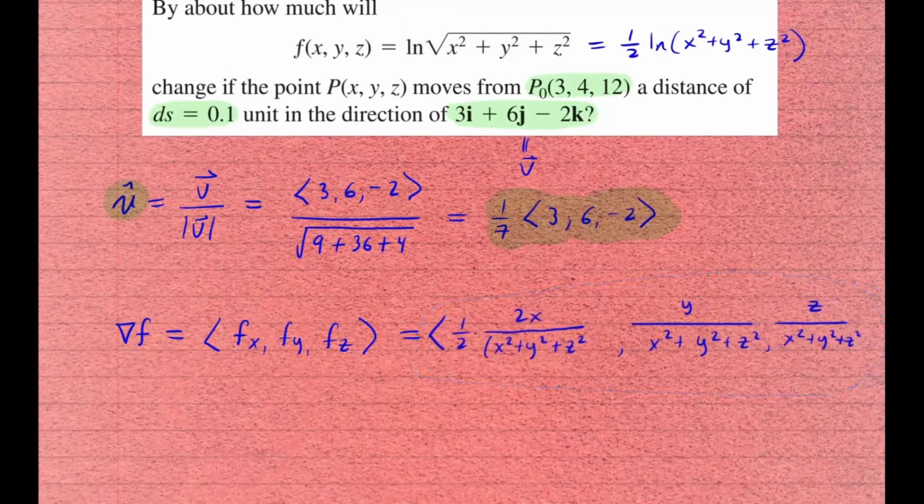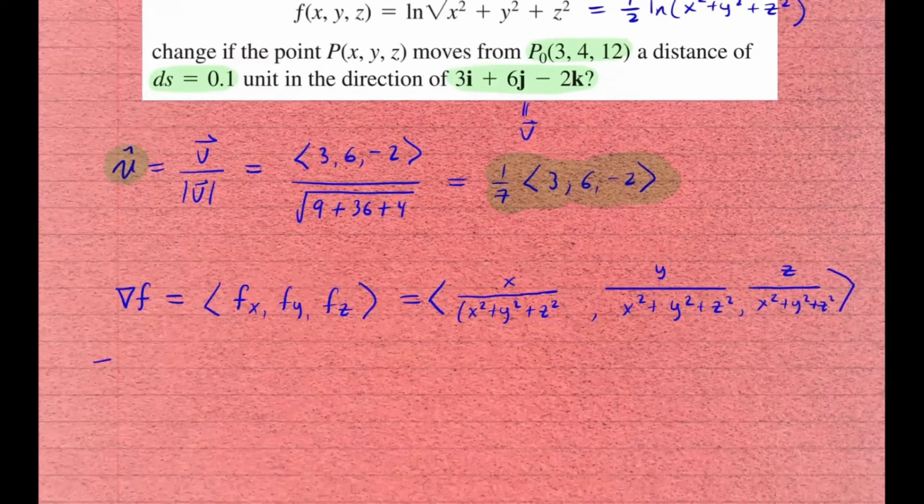of this function. I'm going to go ahead and simplify the x component too, since these two will cancel out. So it's really just that. So once we have finished computing the partial derivatives with respect to each variable, we're going to go ahead and substitute our point P0. So we'll evaluate the gradient at P0. So P0 is right here. So we'll plug in x is 3, y is 4, and z is 12.